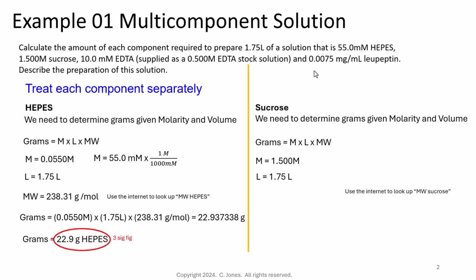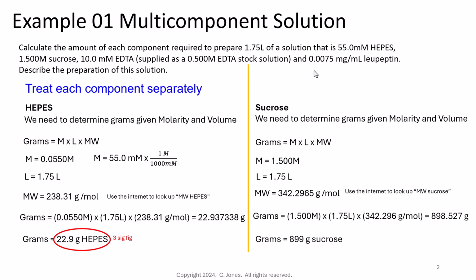And we can look up the molecular weight of sucrose on the internet, and that turns out to be 342.2965 grams per mole. Again, we just plug the numerical values into the equation, do the math on your calculator, and we need 898.527 grams. But once again, we have too many digits in order to comply with our need for significant figures. And so when we round this up, it's going to be 899 grams of sucrose, because while the molarity of sucrose is 4 significant figures, the volume is 3 significant figures.